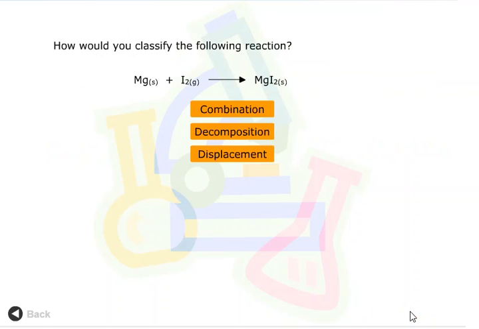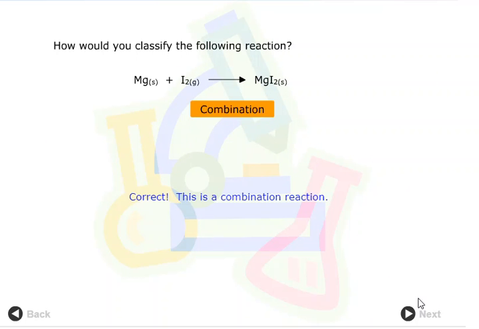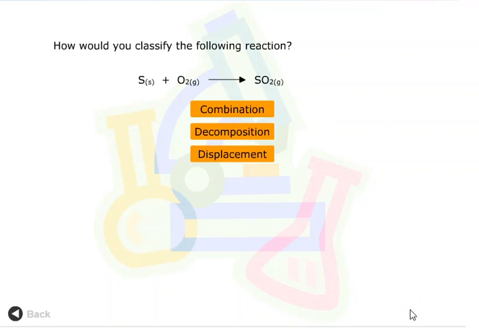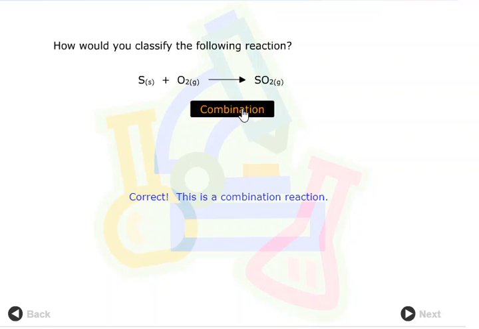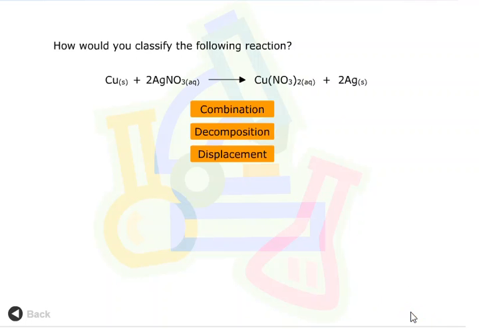So, how would you classify the following reactions? Magnesium plus iodine to form magnesium iodide is a combination reaction, as two reactants are combining to form one product. Sodium plus chlorine to form sodium chloride is also a combination reaction, as two reactants are combining to form one product.